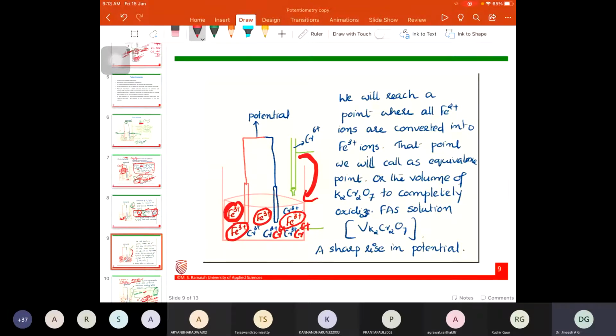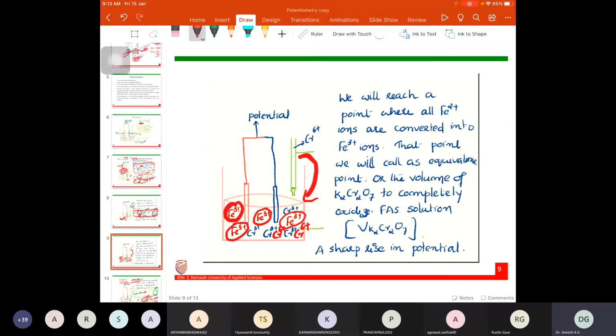Now the beaker contains two different types of chromium ions, Cr6+ and Cr3+, and only one type of Fe3+ ion. Because of the presence of only one type of Fe ion, Fe ion cannot generate potential. The potential will be generated only by chromium ion, Cr3+ and Cr6+. By the addition of potassium dichromate, you are actually increasing the concentration of Cr6+.